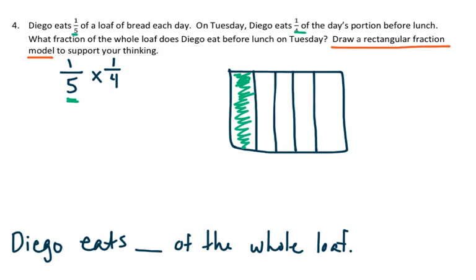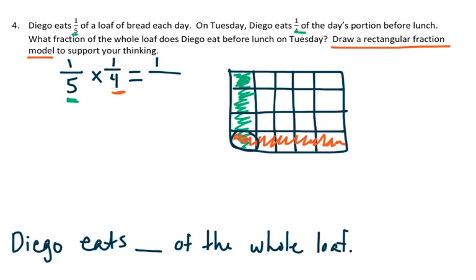And then we're going to partition the fourths, horizontally. And I'm going to shade that in red. Okay. And remember, the product is where it overlaps, so where it has the red and green. So I have 1 out of 20. So the fraction would be 1/20. Diego eats 1/20 of the whole loaf.